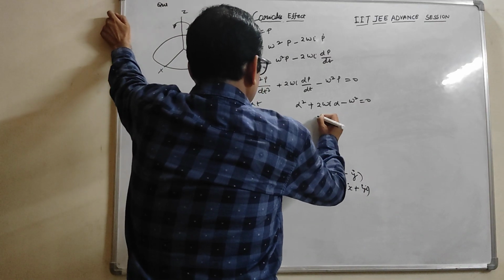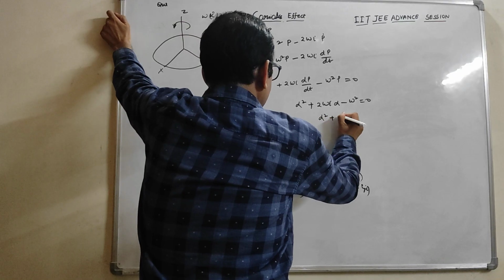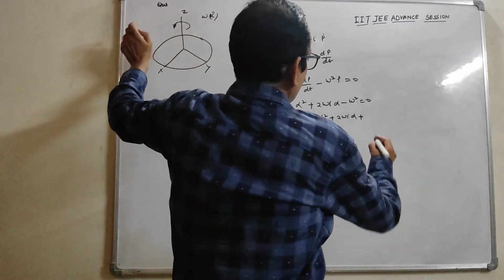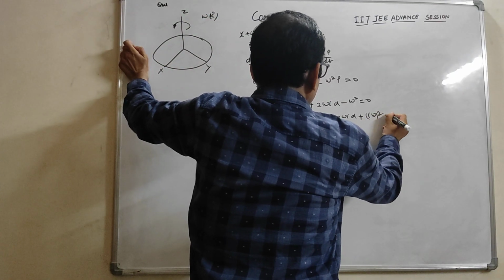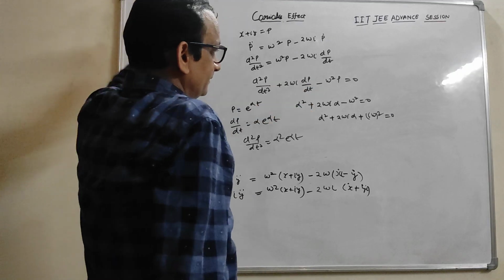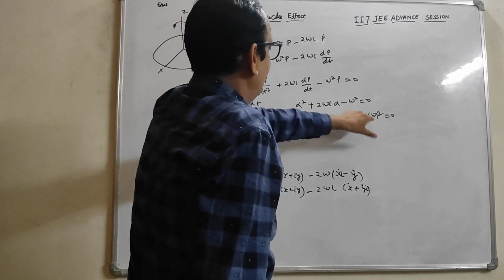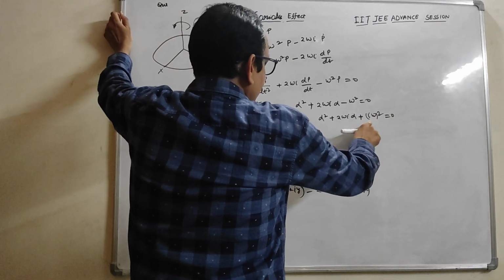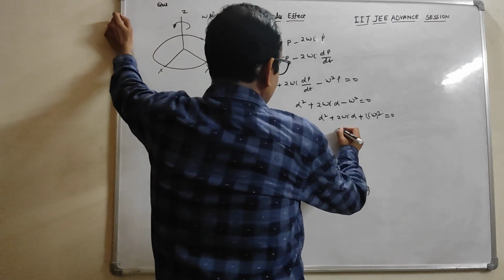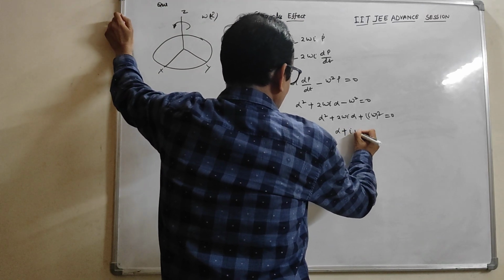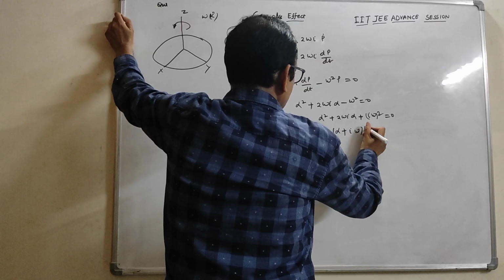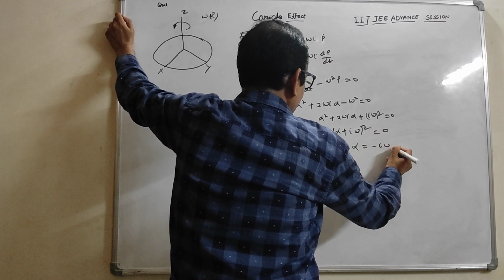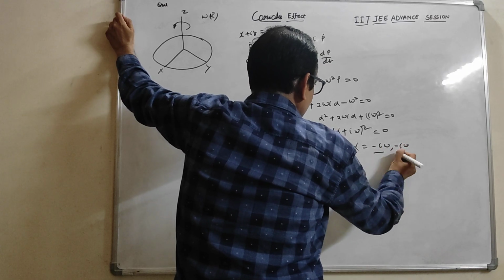So we can write 2 omega i alpha, and this would be written as (i omega) whole square. i square is equal to minus 1. This is iota. So minus 1 would be written as i square. So this is (alpha plus i omega) whole square is equal to 0. So alpha would be minus i omega and minus i omega. So these roots are equal.